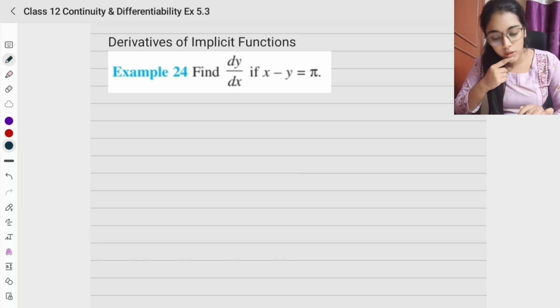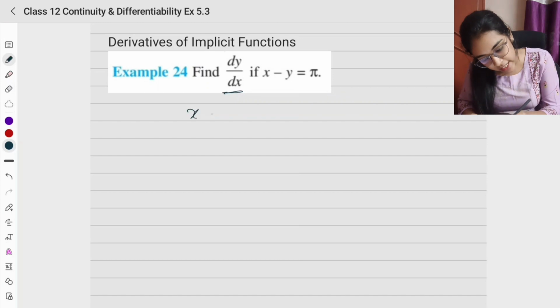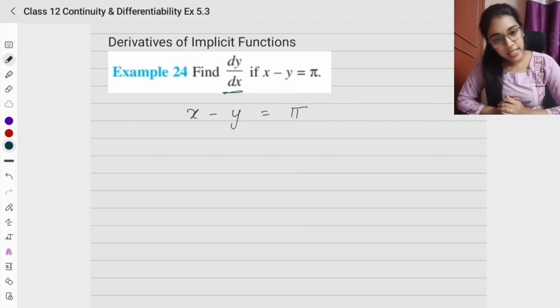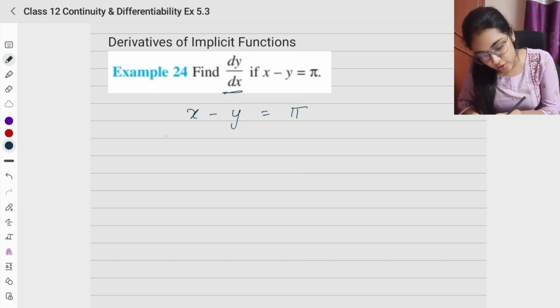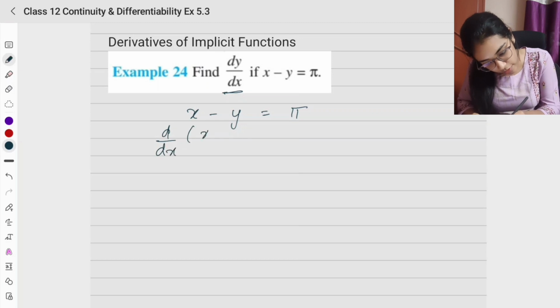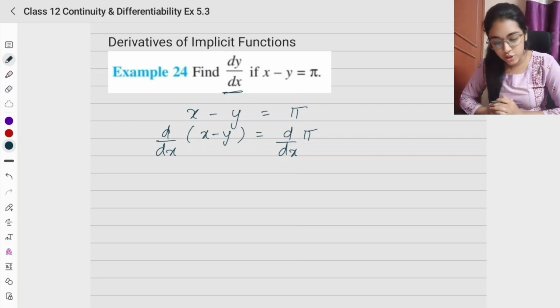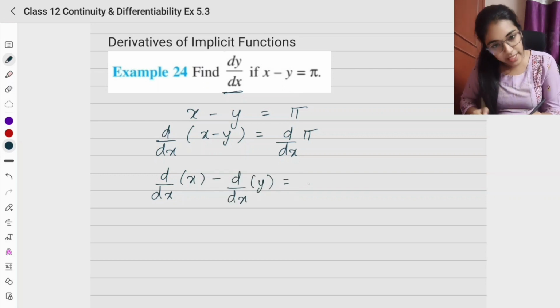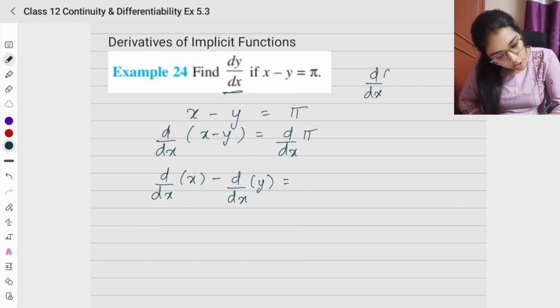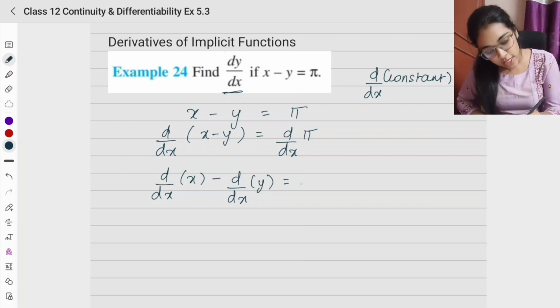So example 24, I need to find dy by dx if x minus y is equal to pi. Now what is the function? x minus y is equal to pi. I need to find my dy by dx. So in the entire term I am going to differentiate with d by dx. So what will be my next step? d by dx of x minus y is equal to d by dx of pi. So I'm going to differentiate both sides. Now what am I going to have? I'm going to split d by dx of x minus d by dx of y is equal to d by dx of some constant. d by dx of any constant is going to give me a 0. Correct? The derivative of a constant is 0. So on the other side I'm going to have 0.